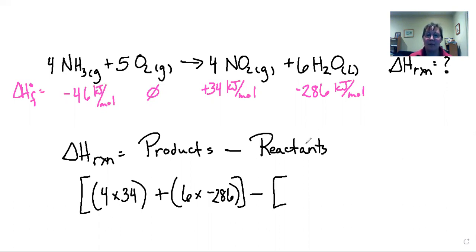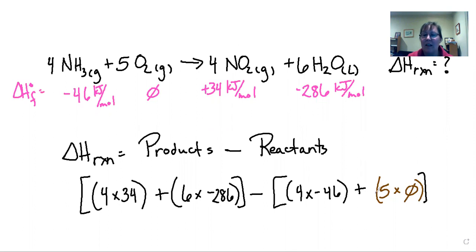Now I'm going to subtract my reactants. First of all, I have 4 moles of ammonia, so 4 times 46, plus, and here we have 5 moles of oxygen gas times 0. You all know in looking at this that this goes away, right? 5 times 0 is just 0, so we can ignore it. Most people don't write the zeros in.